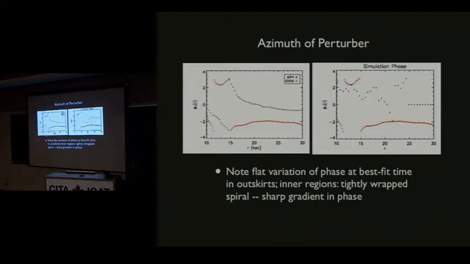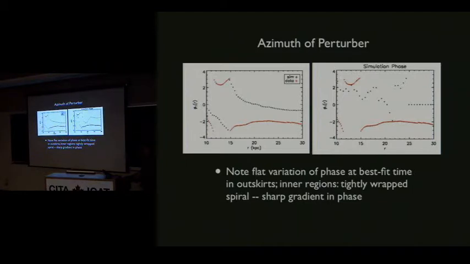Now, I'm showing the same thing here, but at the best fit time to the Fourier amplitudes. So the phase of the M=1 mode of the data and the phase of the M=1 mode from the simulation at the best fit time. As you just saw, the phase is varying as a function of time. It so happens that at the best fit time, the phase is flat in the outskirts. This is the time which best fits the Fourier amplitudes.